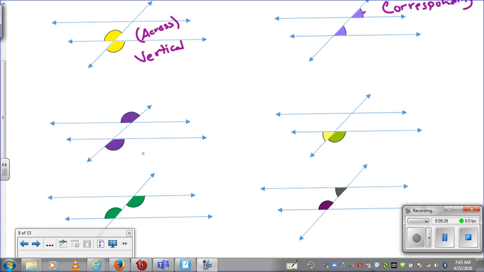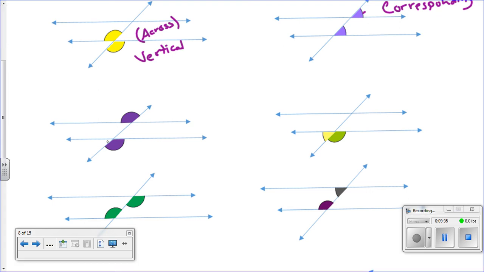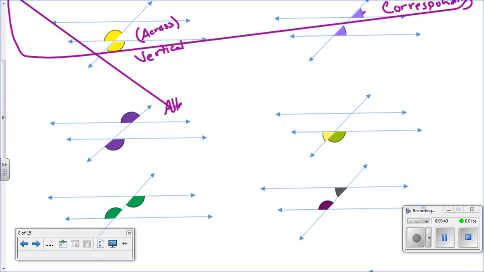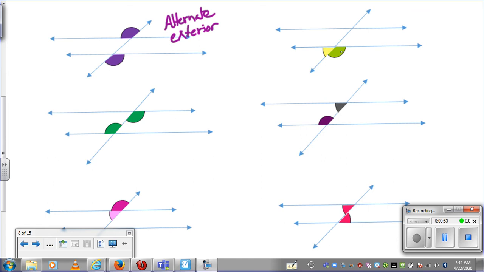Okay, continuing on, these two do not look like they're matching. In other words, they don't look like they're twins, but they are both on the outside of the parallel line. So if they're on the outside, they're alternate exterior. These two are next to each other, and they are not the same. They don't look like they're the same angle measure. One looks acute, the other one looks obtuse, so they definitely don't look the same, but they are next to each other, and that would be adjacent.